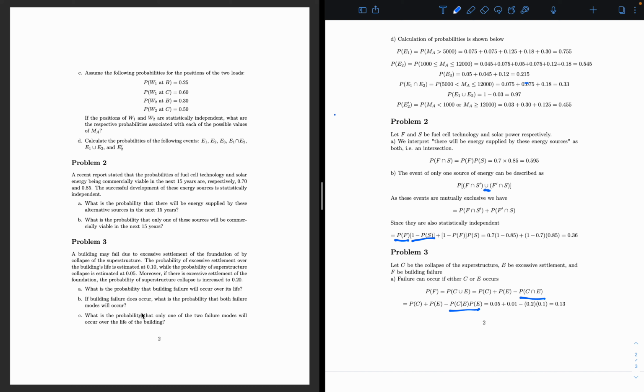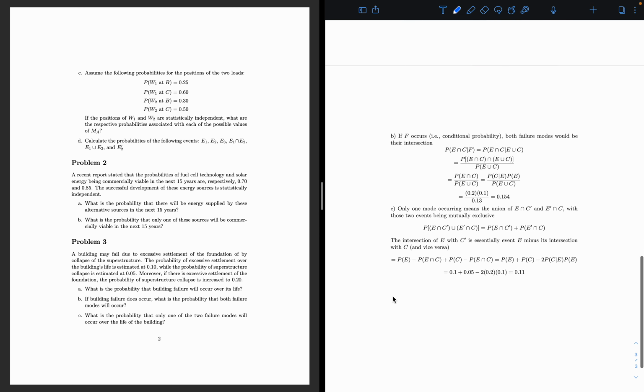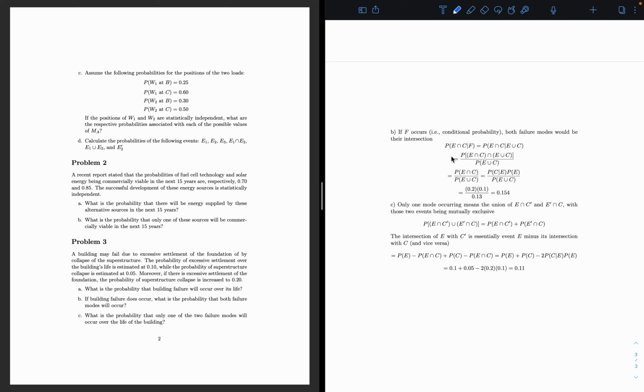Second question, if building failure does occur, what is the probability that both failure modes will occur? Again, conditional probability, you see the if there. We have both failure modes, so excessive settlement and collapse of the superstructure, given that failure occurred. Now, this one we can express, we can replace F, and you'll see why, with the union that we calculated right above. With this conditional probability, we can use the definition, which is the intersection over the probability in the conditional here, so F. But instead of F, we just write it as the union of E and C.